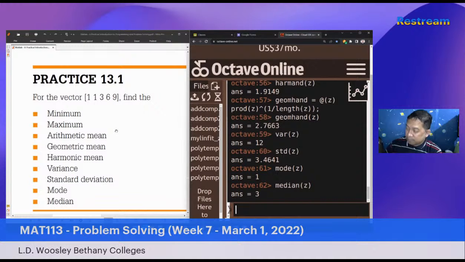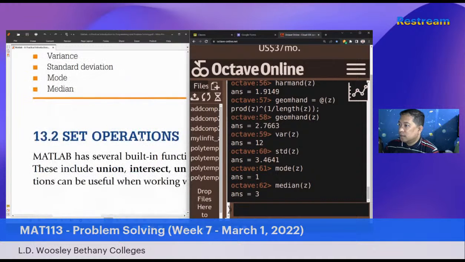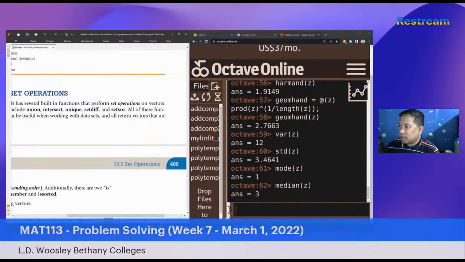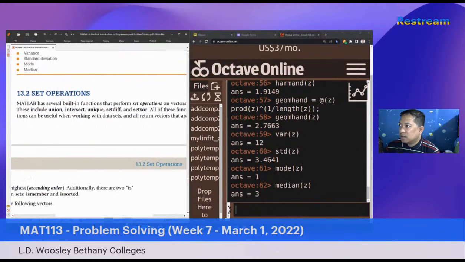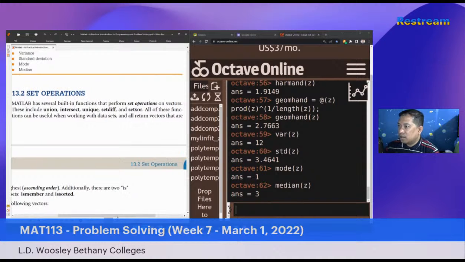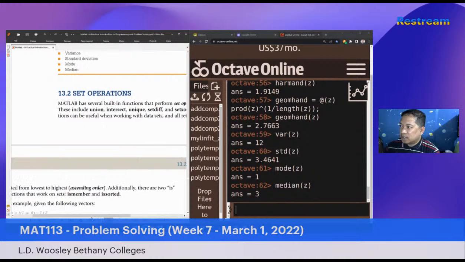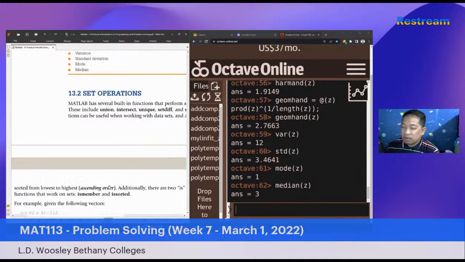Alright, so we're done. The set operations are also important aspects of mathematical computation aside from statistics. I realized statistics is really only a little here. There are several built-in functions: union, intersect, unique, setdiff, setxor. All of these functions can be used with data sets, and the returned vectors are sorted from lowest to highest order.